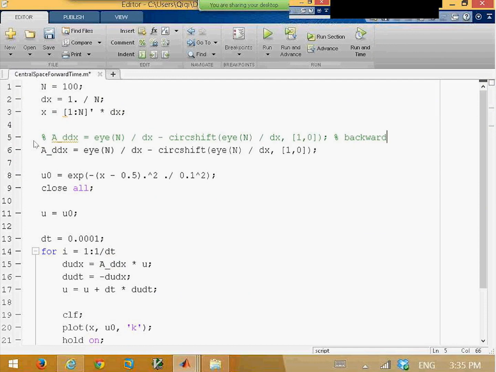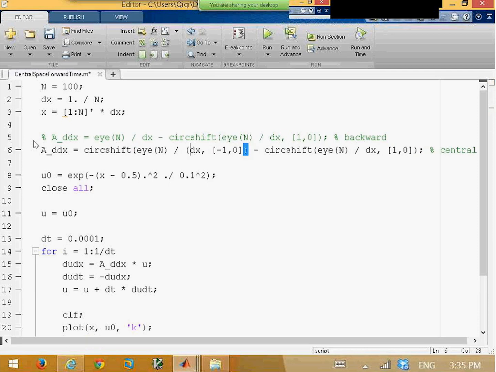So I'm going to comment this out. This is backward difference. I'm going to do central, and in the central, the difference is I need to circ shift both. I need to circ shift this in the opposite direction. And instead of divide by 1 delta x, let me divide this by 2 delta x. So this is going to be my central difference, right? Agree?